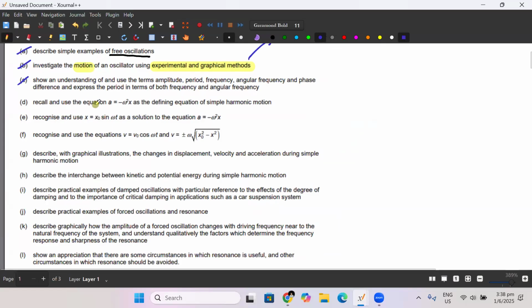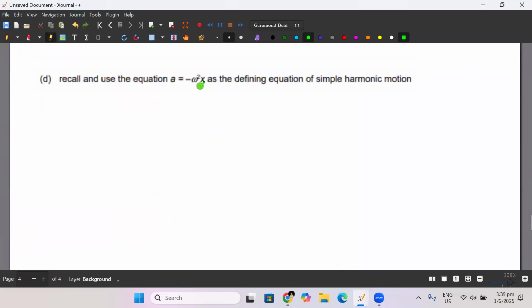They want you to recall and use the equation a = -omega squared x as the defining equation of SHM. This one is a very straightforward concept, but you must know how A level tests it. Let me make a new page. You must first remember that this is the defining equation of SHM. Then they love to test you on what are the conditions for an oscillation to be simple harmonic motion. There are two, and they're very, very strict.